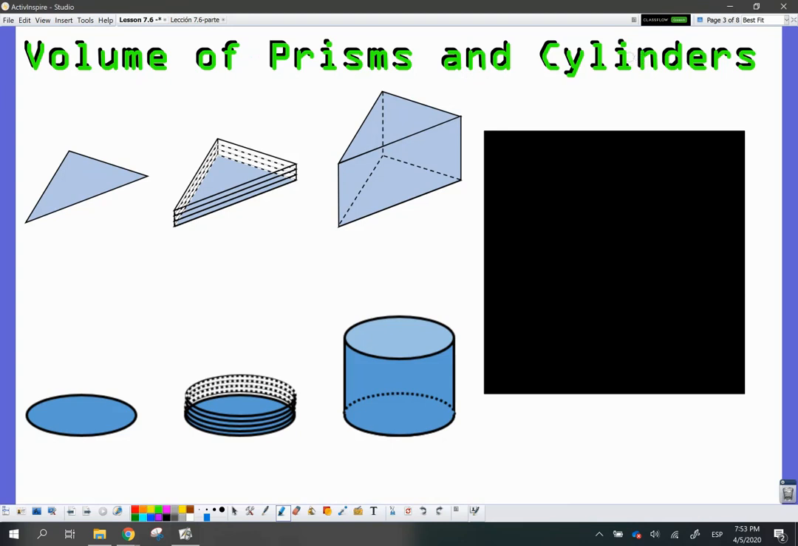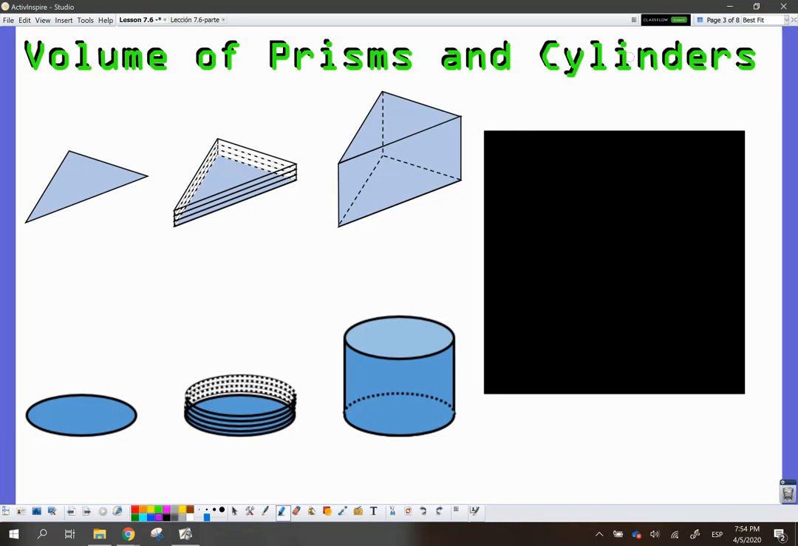When we find the volume of prisms and cylinders, remember these two shapes are very similar. They have similar properties. They look kind of the same. You're going to find that their formulas are also kind of the same, and the way that we can derive these formulas is also kind of the same.